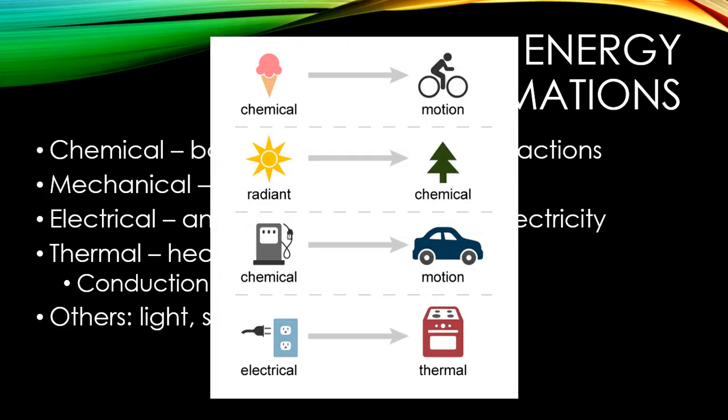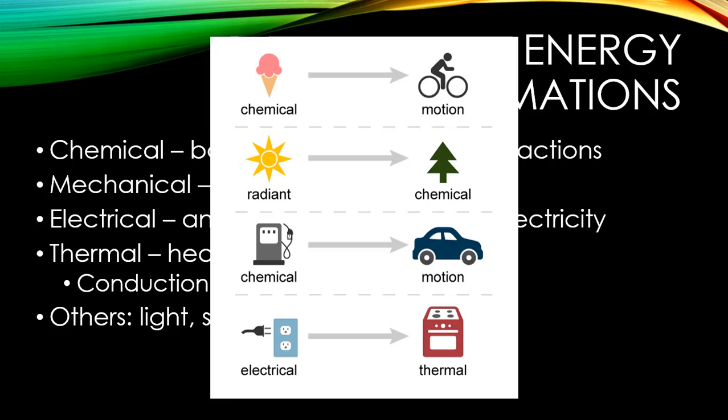And here's our cute little picture that goes along with energy transformations. So the person on the bicycle has to eat. By chemically breaking down the ice cream, that gives the person stored energy that they can use to change into mechanical or motion energy.